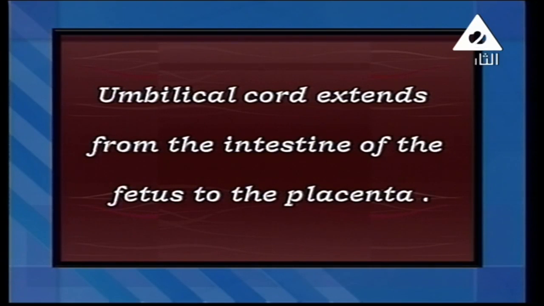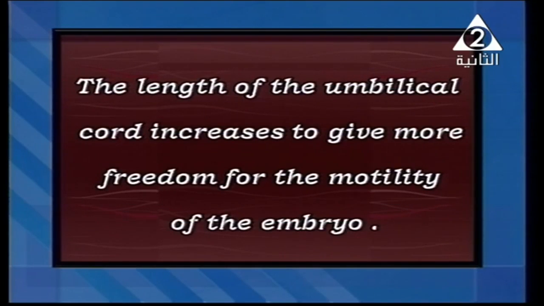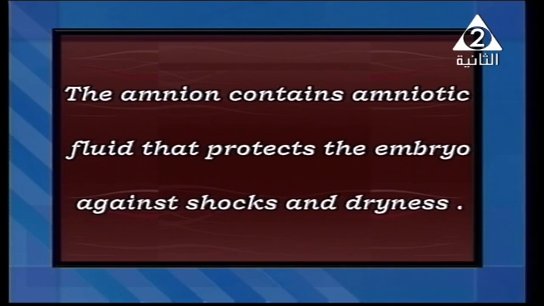The umbilical cord extends from the intestine of the fetus to the placenta of the mother, connecting mother and fetus. The length of the umbilical cord increases to give much more freedom for the motility and movement of the embryo inside the cavity of the uterus. The amnion contains amniotic fluid that protects the embryo against shocks, wetness, and also dryness.